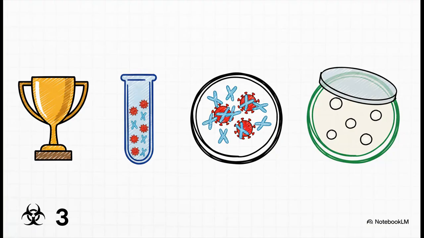And that gold standard is the plaque reduction neutralization test, the PRNT. This is a functional assay. It's not just detecting if antibodies are present, it's measuring their ability to actually neutralize the live virus and stop it from forming plaques in cell culture. Now, it's technically a beast to run, and it requires a BSL-3 facility, which is why it's done at national reference labs. But it is the only way to specifically identify which Flavivirus is causing the infection, period.